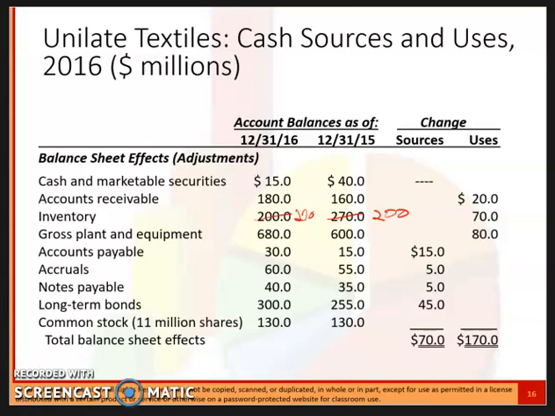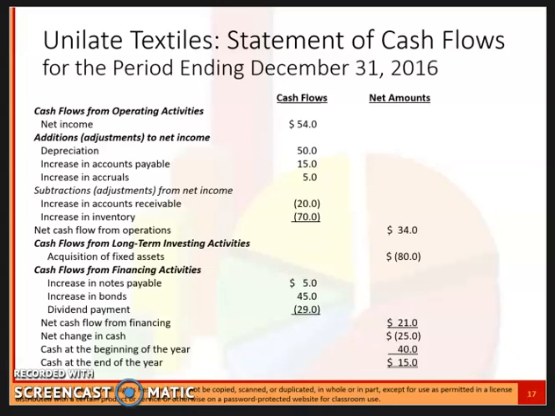Common stock didn't change. So you can see how that affected the firm's cash position. So this is the statement of cash flows that we've got. Here we've got net income. We're going to add back depreciation because it's not a true cash flow. We have the increase in accounts payable, increase in accruals, the increase in accounts receivable, the increase in inventory. So our net cash flow from operations is 34 million.